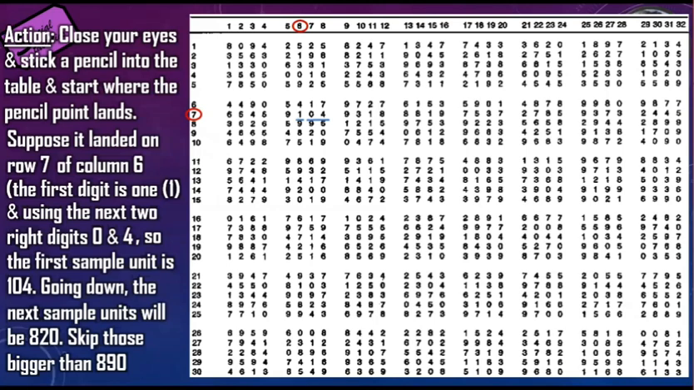Going down, the next sample unit will be 820. Skip those bigger than 890. So since the next number is 996, this is not included because we only have a population of 890. So there is no more after 890. So the next to 104 would be 820.